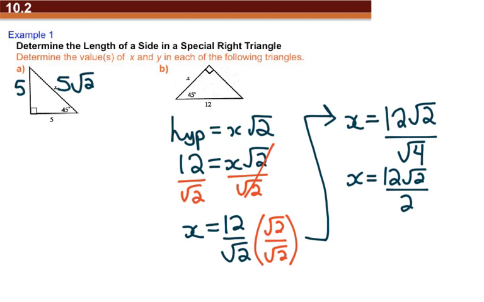We do have a little bit of simplifying we can do. The 12 and the 2, both outside root signs, can simplify to a 6 and a 1. So the final answer for this side is that it is 6 root 2.